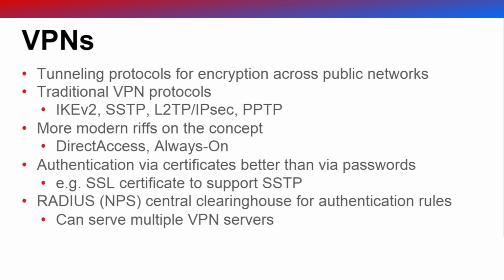So we can have a RADIUS server, which is a central clearinghouse for the authentication rules. All your other VPN servers can look to that one RADIUS server, which stands for Remote Access Dial-In User Service. And we can use that as a way of just creating the rules in one place, so we don't have to worry about going around to each separate VPN server and creating those access rules individually.